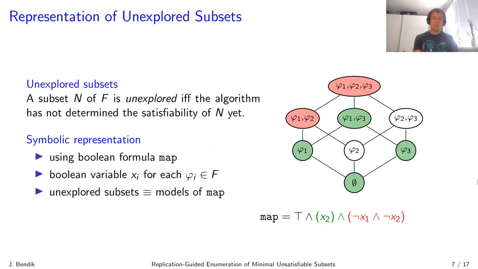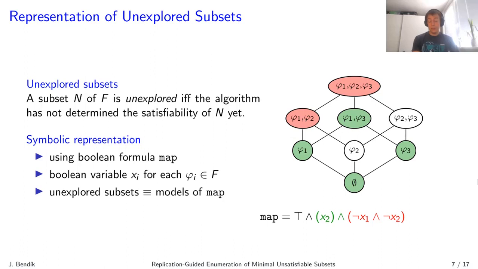Another concept that we employ are so-called unexplored subsets. Naturally, a MUS enumeration algorithm during its computation gradually explores satisfiability of individual subsets. Explored subsets are those whose satisfiability has been already determined by the algorithm, and unexplored are the other ones. To avoid repeatedly checking the subset for satisfiability, the algorithm has to somehow represent which subsets are still unexplored.